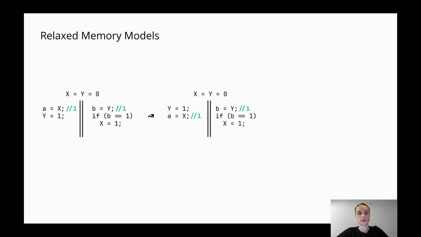So for instance, if we take a look at the program shown on the slide, we can notice that an optimizing compiler can reorder two independent instructions in the left thread. After this, the outcome where a equals b equals 1 can be obtained as a result of interleaving of instructions. It means that this outcome is an allowed relaxed outcome of the original program.